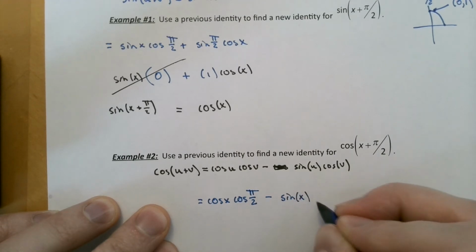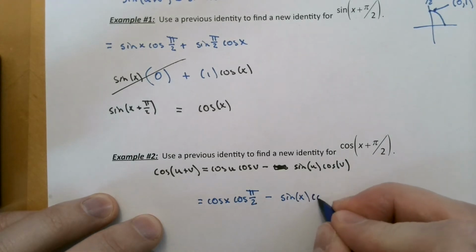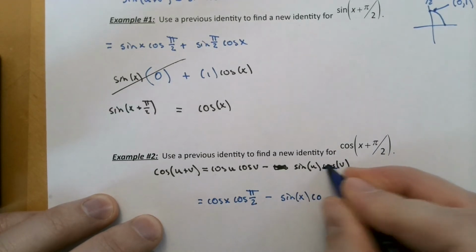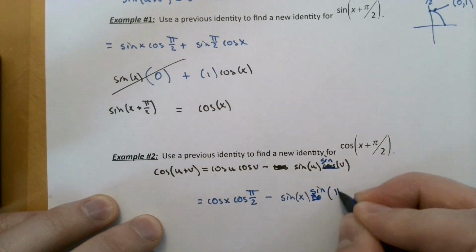Now, I just recognize I'm randomly putting in parentheses for our thing. Don't ask me what my brain's thinking. It's weird. Oh, this should not be cosine. This should still be sine. Sine of pi halves. Okay.